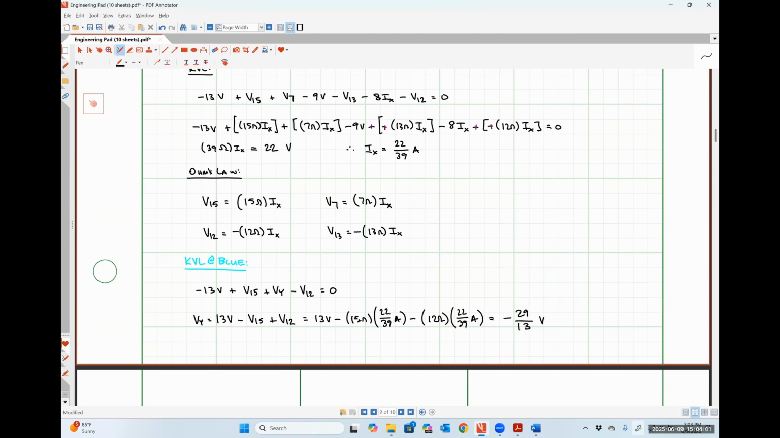So before I move on and we determine our power absorbed by our current controlled voltage source, does anybody have any questions about how I applied KVL around that light blue path, or where any of these numbers or signs came from?